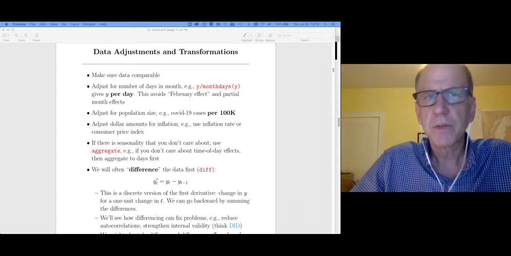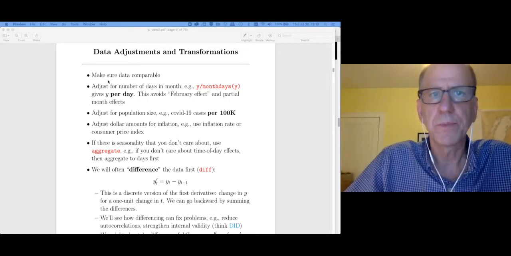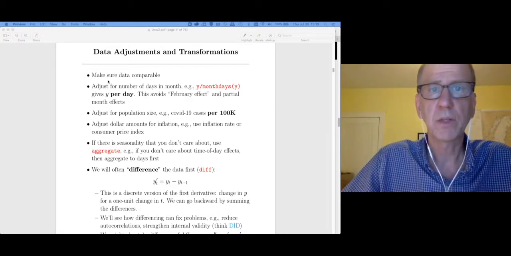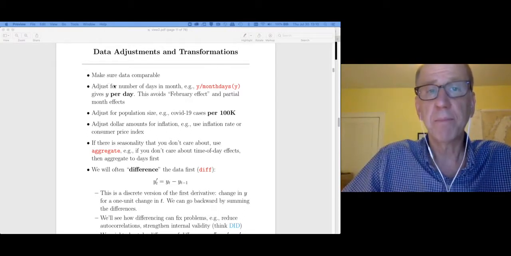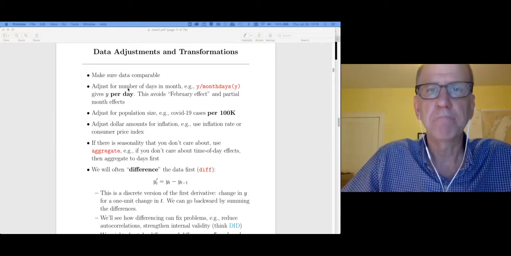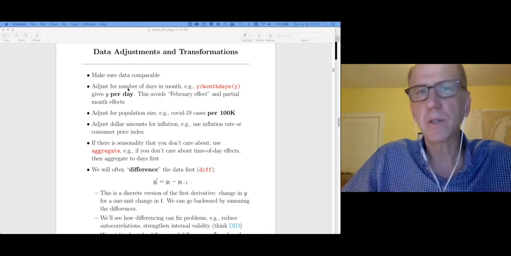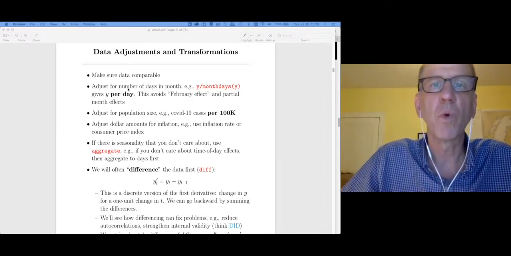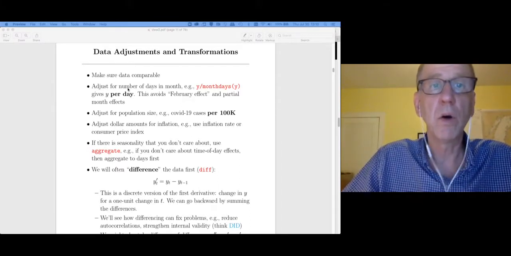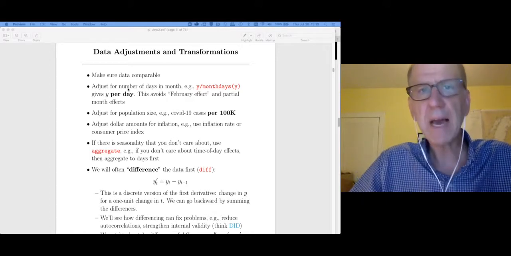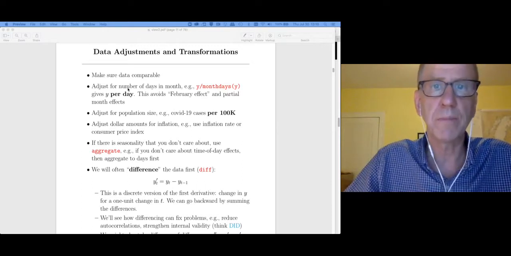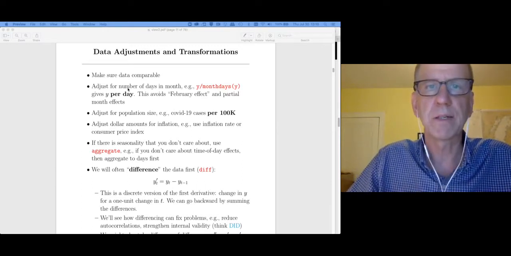Okay, so the absolute first thing that you should do is make sure that your data is comparable. So as an example, if we have data by the month, February only has 28 days, while March and January have 31 days. And so often you'll see that your sales or whatever are lower in February, and it's not because something happened in February. It's because there are 3 fewer days in February than there are in March and January. Okay, so I call this the February effect.